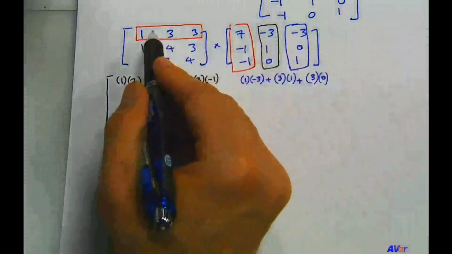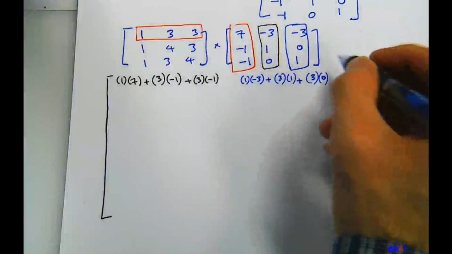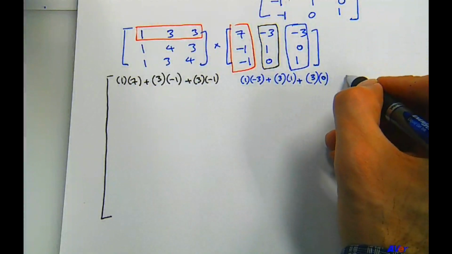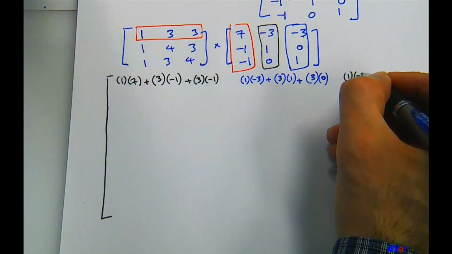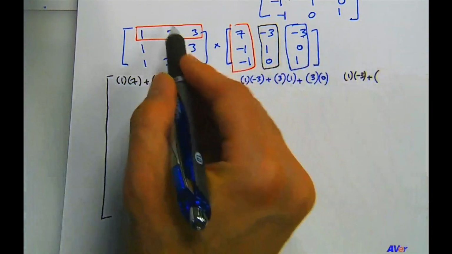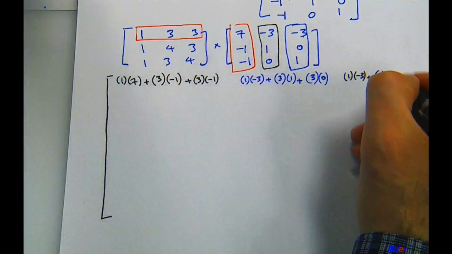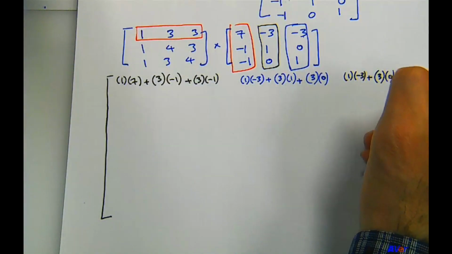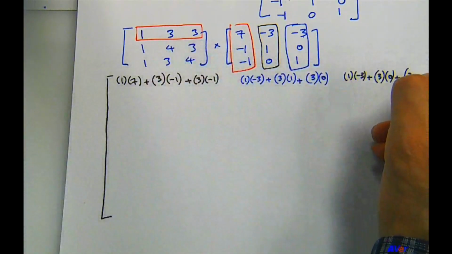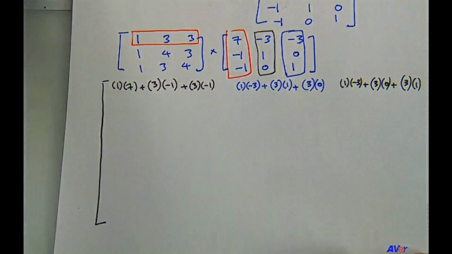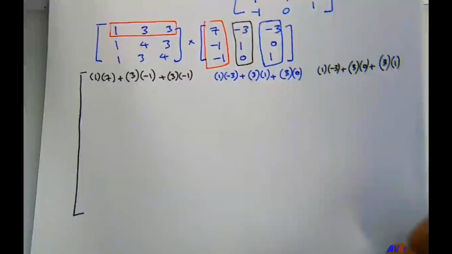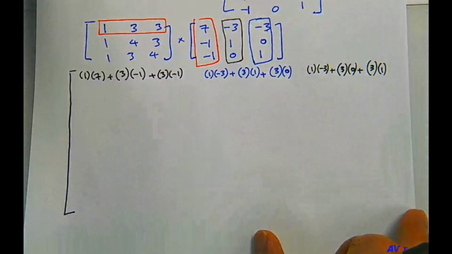And the next column, this, multiply by this last column. So we'll have 1 times negative 3 plus 3 times 0 plus 3 times 1. Okay. Like that.